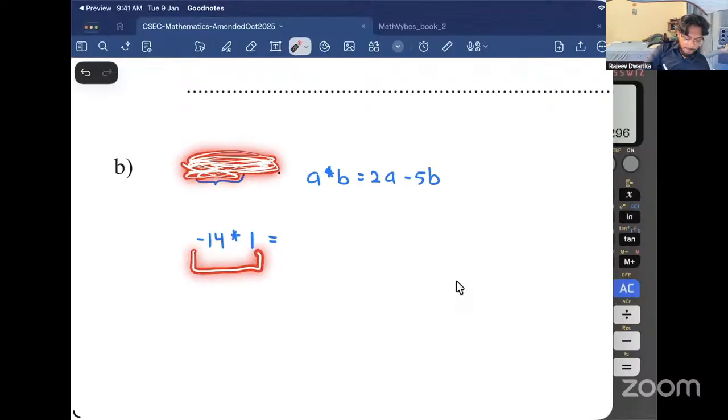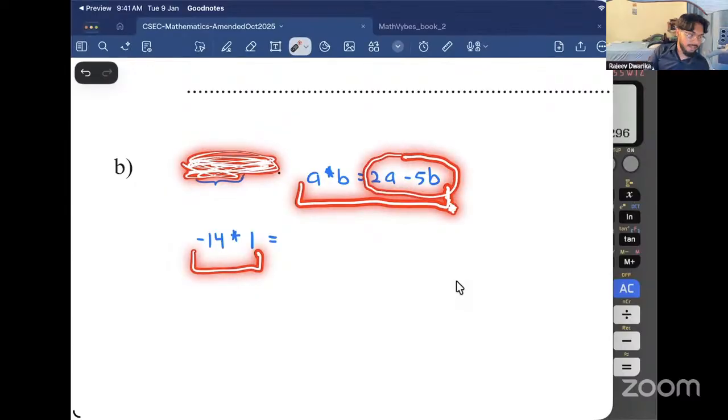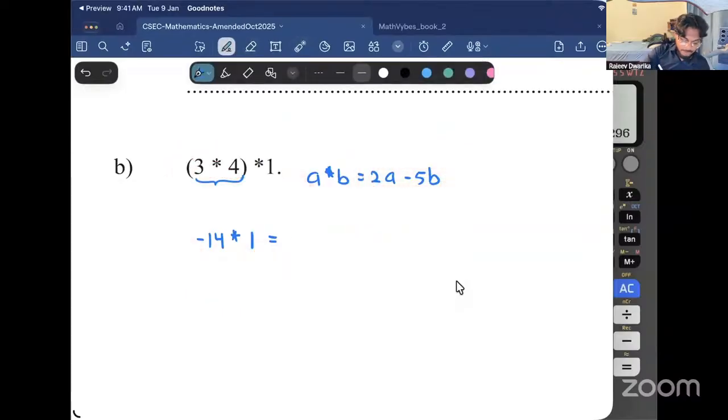So this is the problem. I want you to compare it to this. If you had to compare those two, what would you say A is? Negative 14. And what would you say B is? 1. Exactly. And this is how the operation is defined. So it's gonna be 2 by what was A? Negative 14. Right. So you'll say 2 by negative 14. And what next? You tell me.